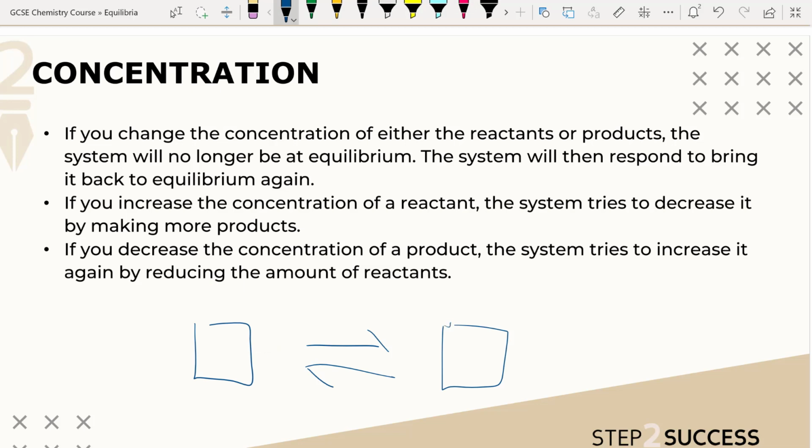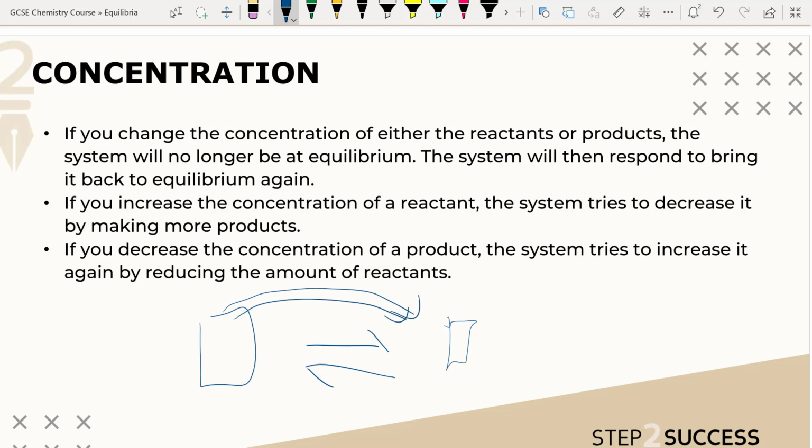So it will always balance out, because if we add more of one side, it will just use up that extra until everything's balanced again. If you decrease the concentration of a product, so if I have less of this, for example, then all that will happen is that we will start to make more of that side. This reaction will increase, and so we'll end up back to where we were. So if you decrease the concentration of a product, the system will then try to increase it again by reducing the amount of reactants. So it will try to use up more of this side until everything is balanced again.